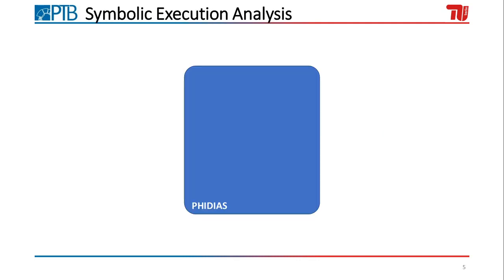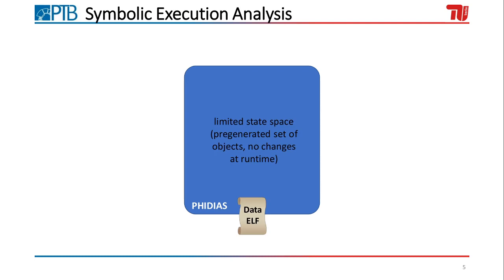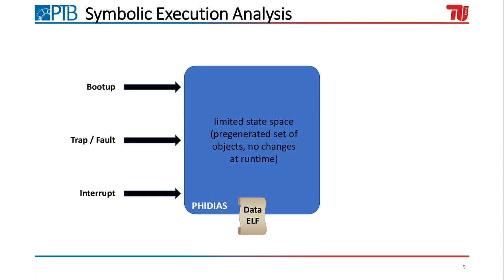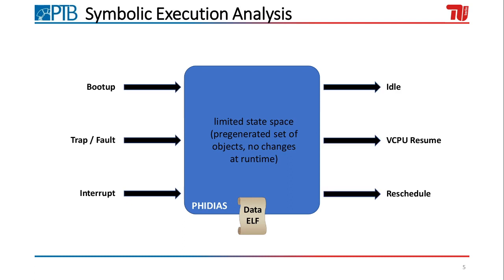Now, what does that give us? Well, we now have a hypervisor image with a very limited state space, right? Because all objects are known a priori, nothing is created newly while the system is running. So we have a fixed set of path inputs and path outputs, right? And now we can actually do exhaustive symbolic execution, right? We can look at all the paths throughout the hypervisor from boot up to the first reschedule, from a trap to a resume of the same vCPU, and look at what that does, right?